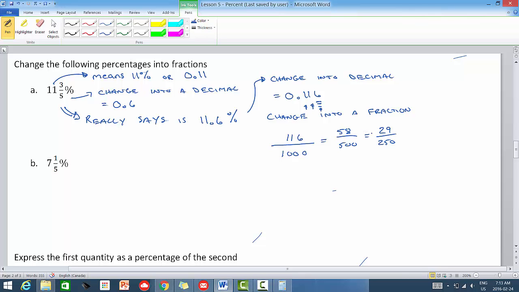Okay, so that's how we change that percentage into a fraction. We first have to put it all in the same term, so we can't have a whole number and a fraction. We have to have them all as one number. So changing this 3/5 into a decimal is important, and then adding it on to your percentage. So what this really says is 11.6%. Change that into a decimal, which becomes 0.116, and change that into a fraction. Simplify and reduce as much as you can.